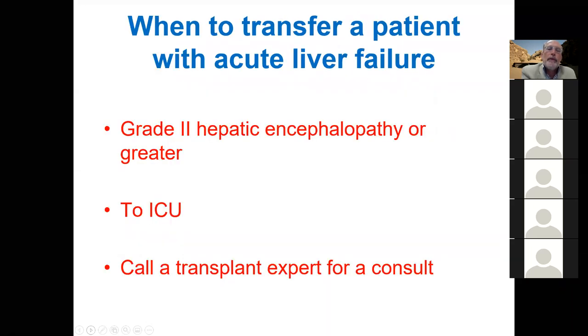Grade 2 encephalopathy or greater, you're going to be thinking about the ICU. Grade 3 or 4, they have to be in the ICU. And if they're a transplant candidate, we'll be in touch with a transplant center and I can help guide you down that route.